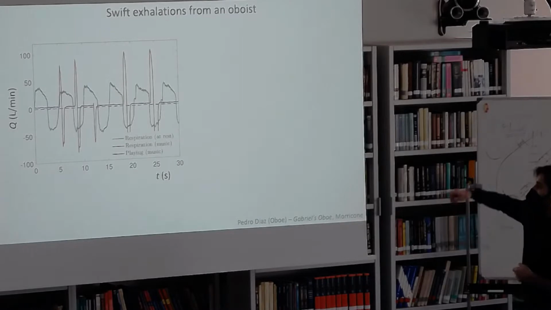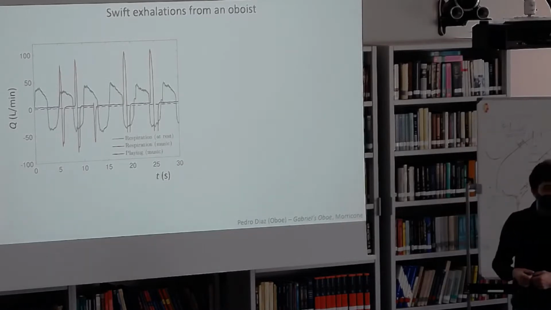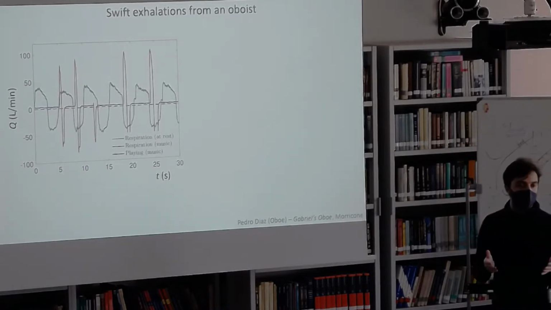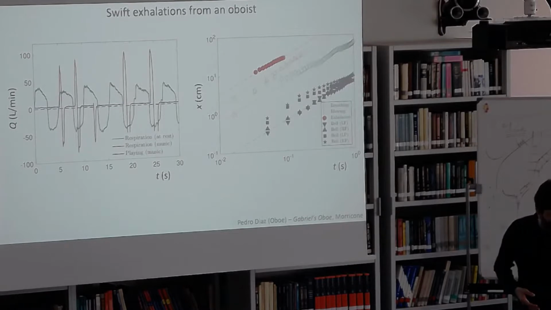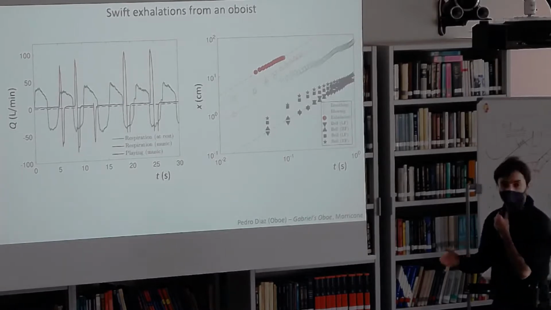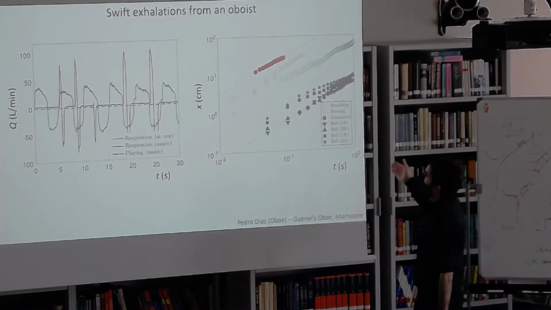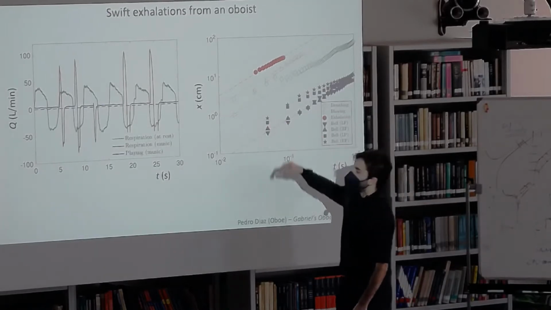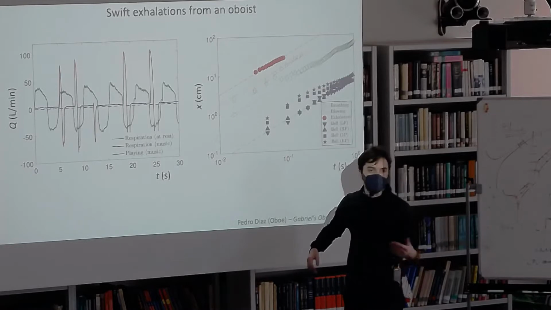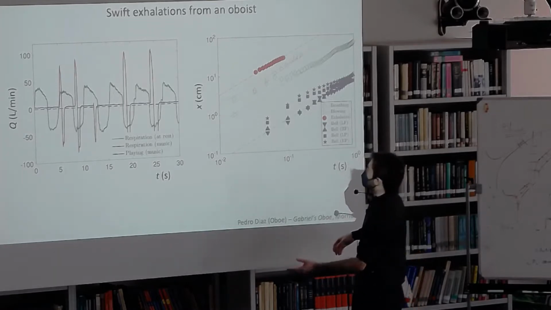And so you see all those peaks in red, positive peaks, which can go up to 100 liters per minute, and very rapid airflow are associated with those peaks. And so if you measure the spatial extent of those jets as a function of time, you see the fact that all the knots in blue are much lower than everything associated with breathing or speaking as well.